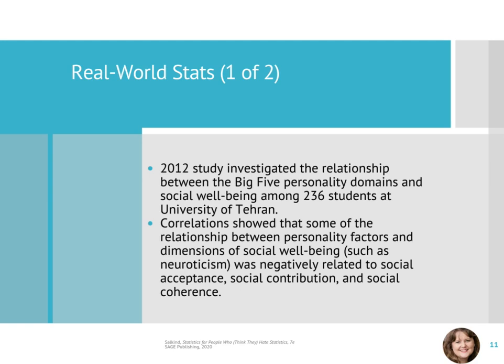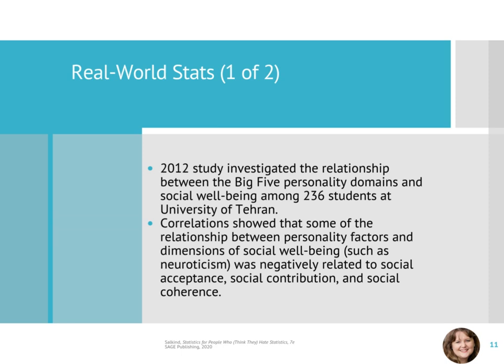But correlations in that study show that some of the relationship between personality factors and social well-being, particularly neuroticism, was negatively related to social acceptance, social contribution, and social coherence. So you can look at that and go, that's kind of interesting. Neuroticism is predicting social acceptance, social contribution, and social coherence.